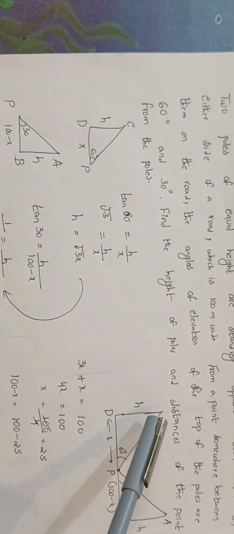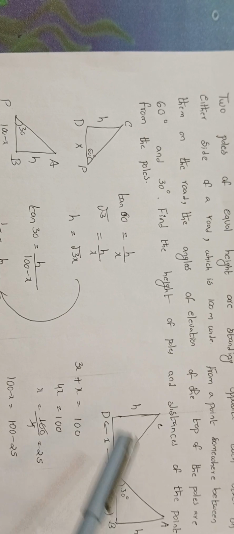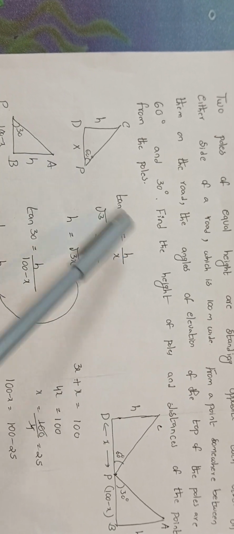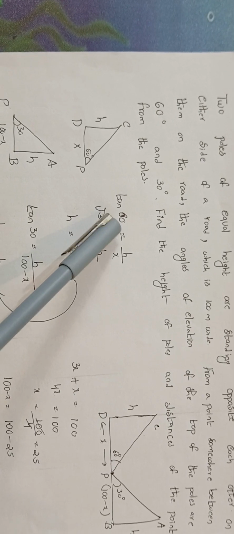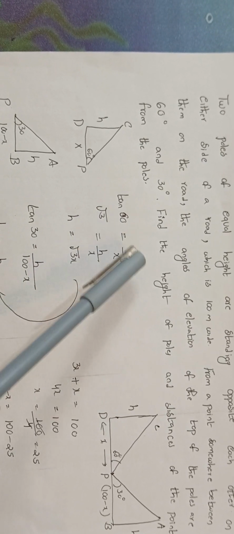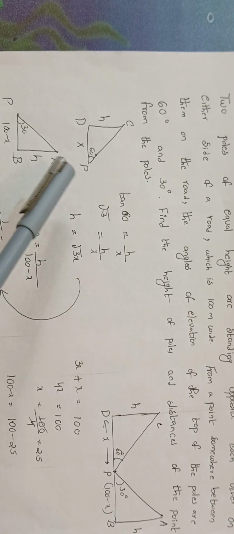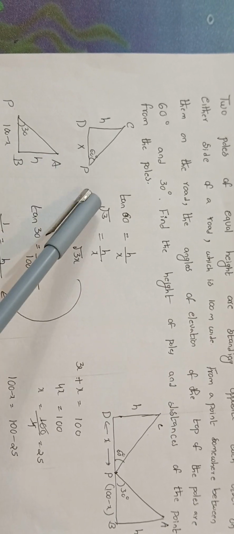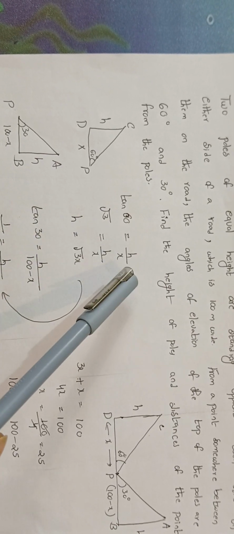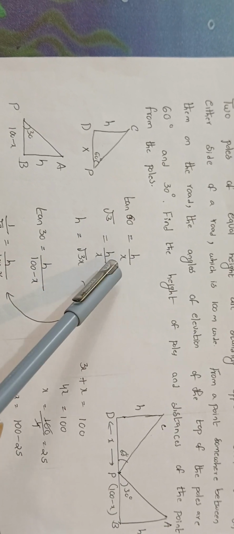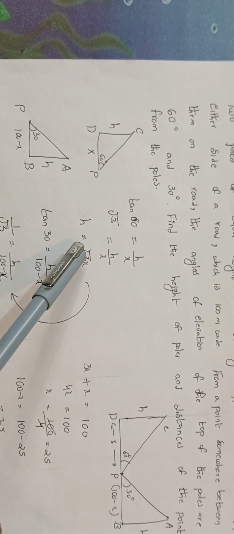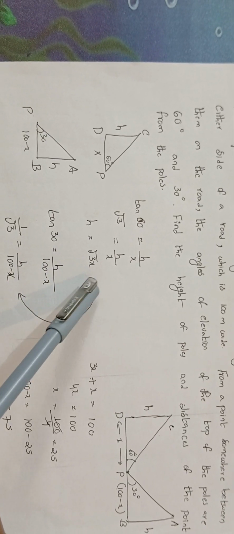In angle CDP, tan 60, theta is 60 degrees, which is equal to h by x, height by base. Tan 60 is root 3, which is equal to h by x. Height is equal to root 3 x. This is the first equation.